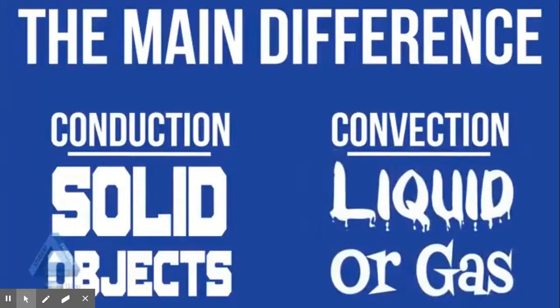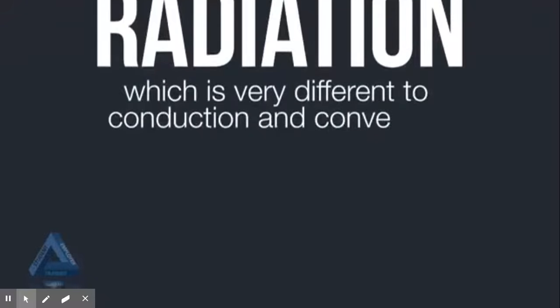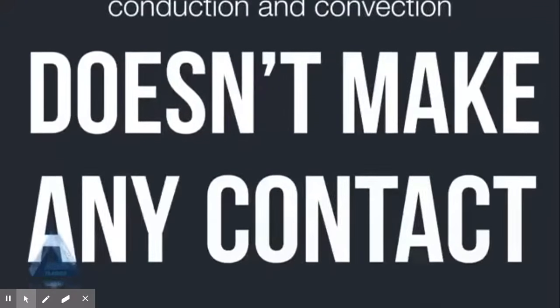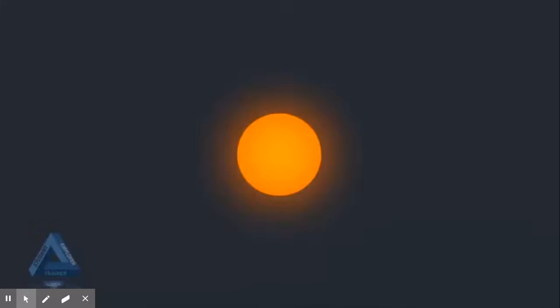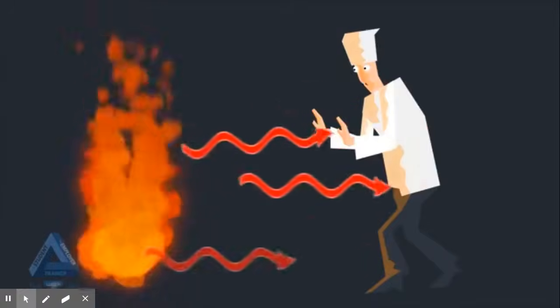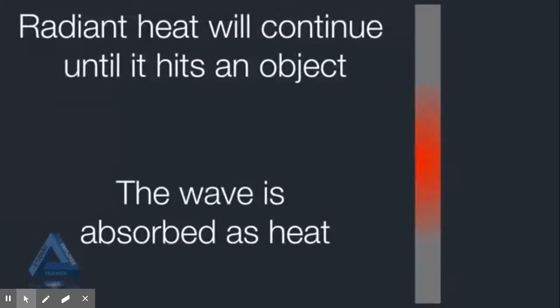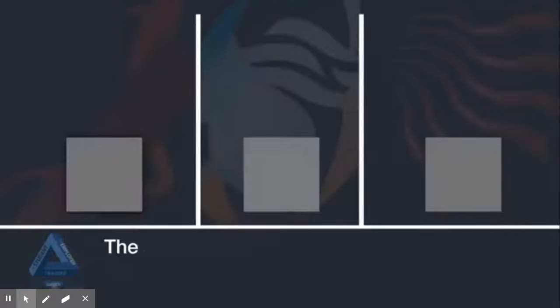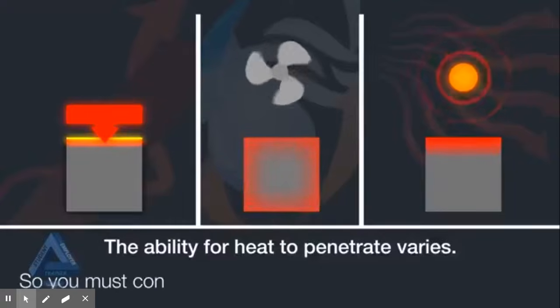Lastly, there is radiation, which is very different to conduction and convection because it doesn't need to make any contact with the food in order to transfer heat. When something gets very hot, it radiates heat as waves. You can feel the heat of a flame without actually touching it. This is because it is giving off radiant heat. The waves of radiant heat will continue traveling outward until it comes in contact with an object, at which point the wave is absorbed as heat. The ability to penetrate food varies between each of these types of heat, so you must consider this when choosing a cooking method.